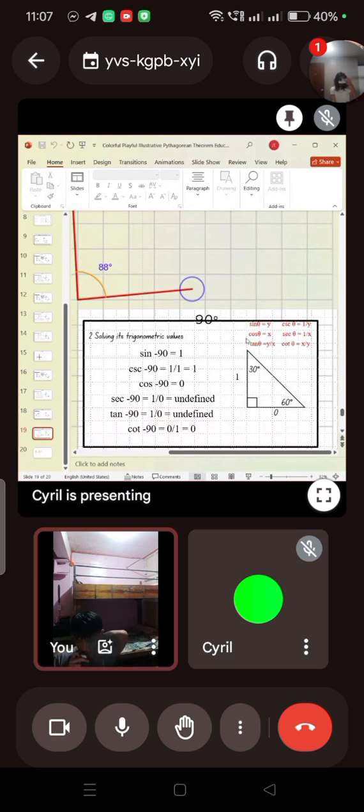For sine, you only have to substitute y, which is 1. For cosecant, you divide 1 over y, which turns into 1. For cosine, you only have to substitute x, which turns to 0. For secant, you cannot divide 1 by 0, meaning the secant of negative 90 degrees is undefined. The same goes for tangent, as dividing negative 1 by 0 will result in undefined. Lastly, we have cotangent, which is 0 divided by 1, which in turn becomes 0.